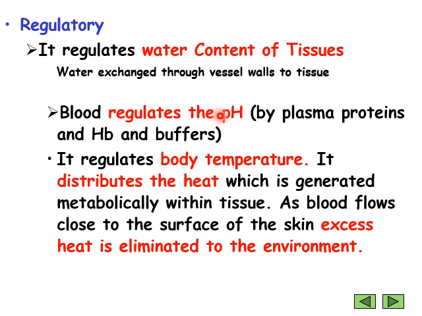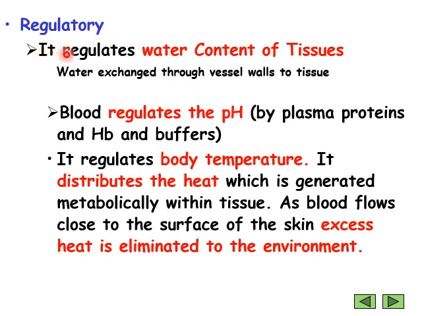So blood में कौन सी चीज regulate करती है? pH, plasma proteins, hemoglobin, since it's also a protein, and blood में there are different type of buffers which you will study, that all helps in the regulation of pH. एक तो ये हो गया.